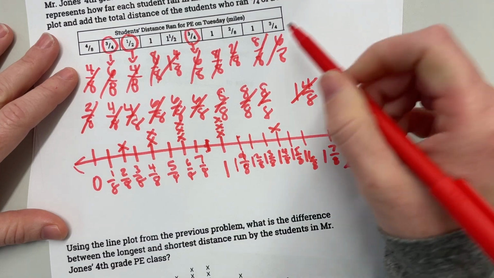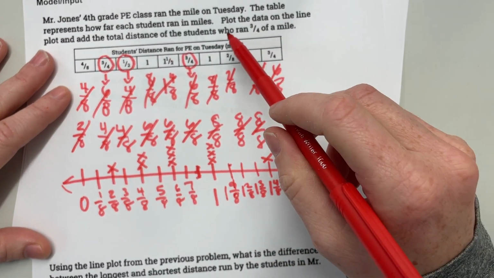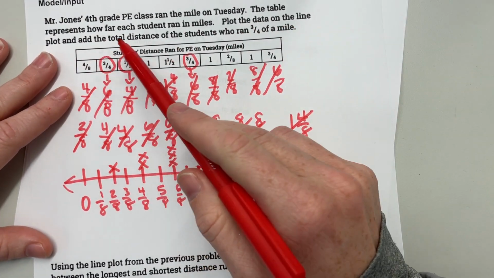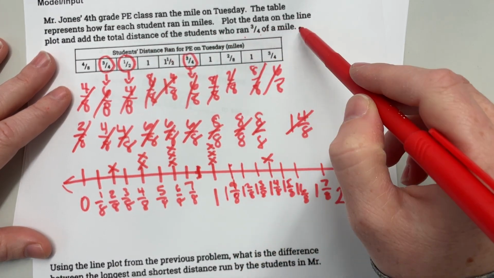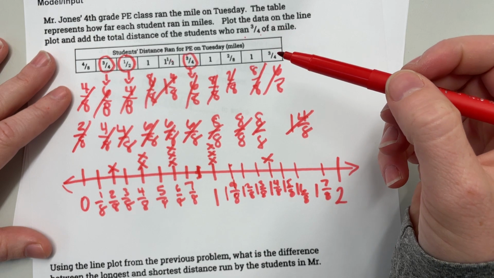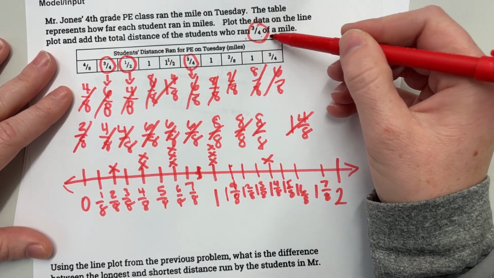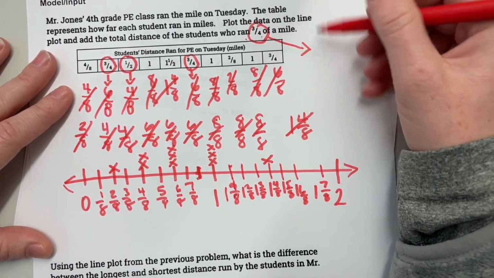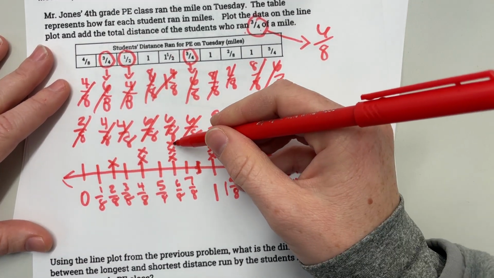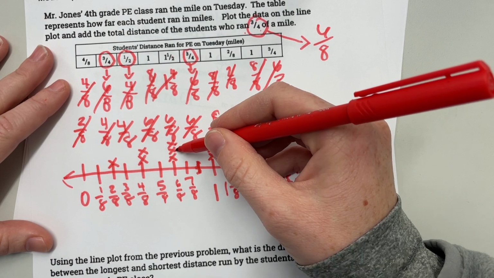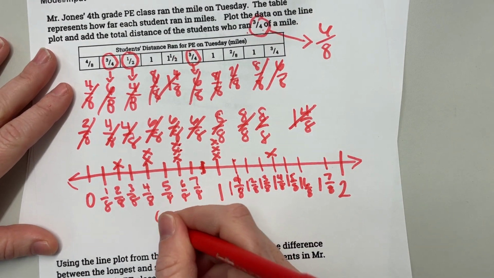Okay, so now I have to answer the questions. It says plot the data on a line plot and add the total distance of the students who ran 3/4 of a mile. So I need to look here, and I don't see fourths on mine, so I need to convert that to eighths, which would be 6/8. So I have 6/8 plus 6/8 plus 6/8.